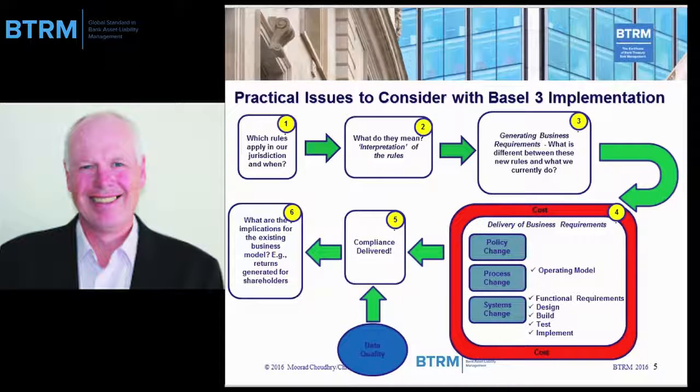Banks, certainly large banks, have been very poor in this area over a number of years. So I will say a few words about that. And then finally, and I'm not suggesting that you wait until you've implemented the project to consider number 6, but clearly what you should be doing on an ongoing basis is understanding what are the implications of the new rules for the business model and the returns generated for shareholders. And that may well lead to a number of changes.